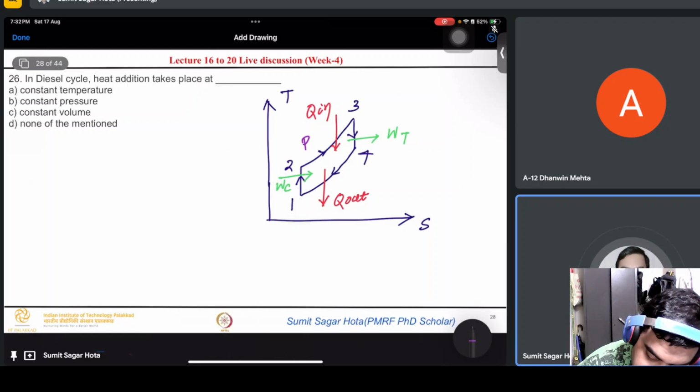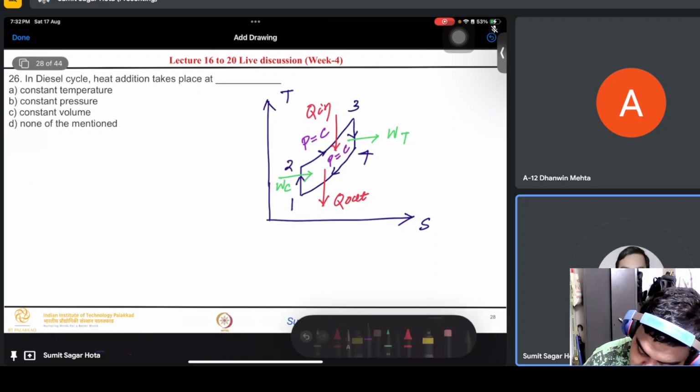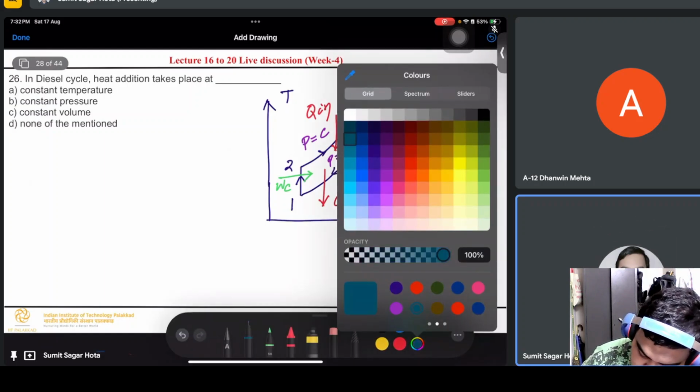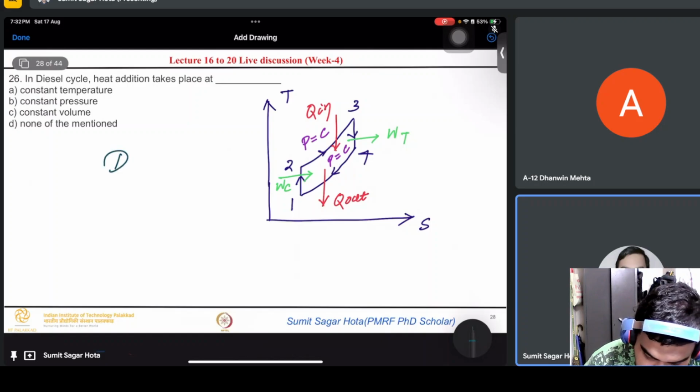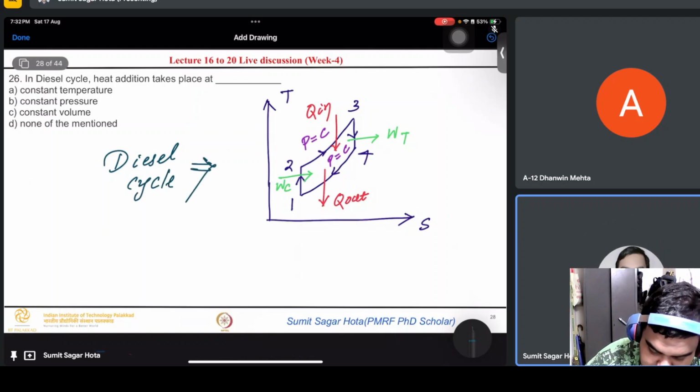Here the pressure is constant, and this is your diesel cycle. The answer is B.